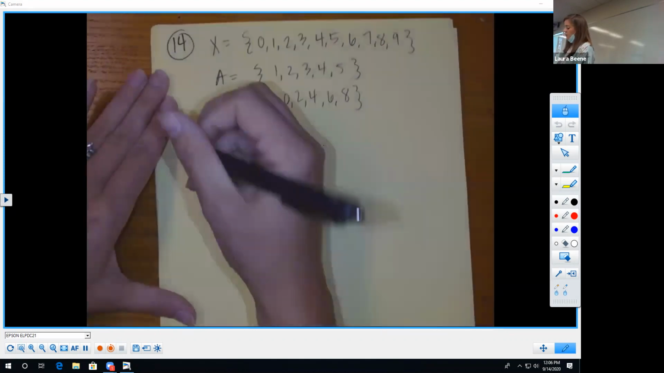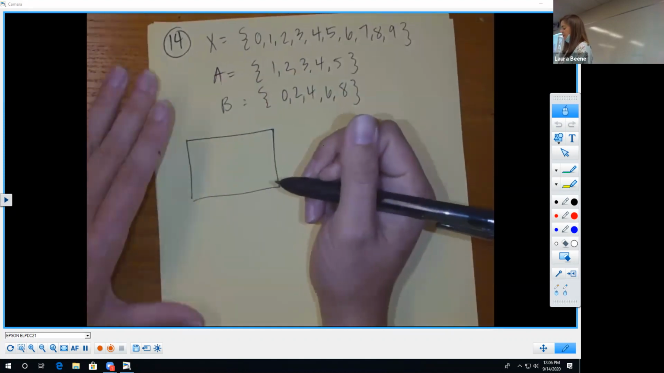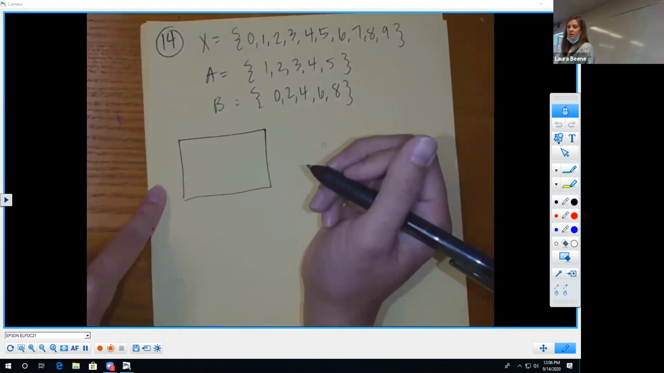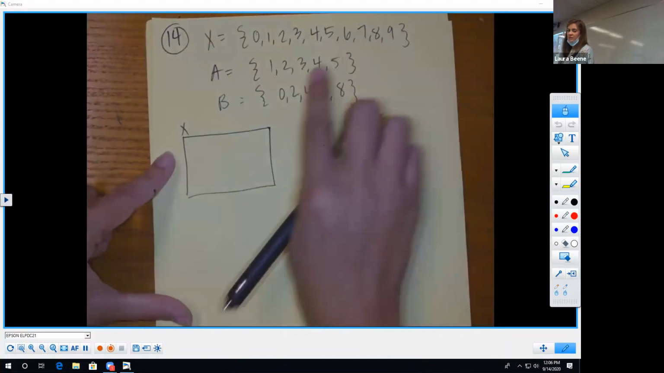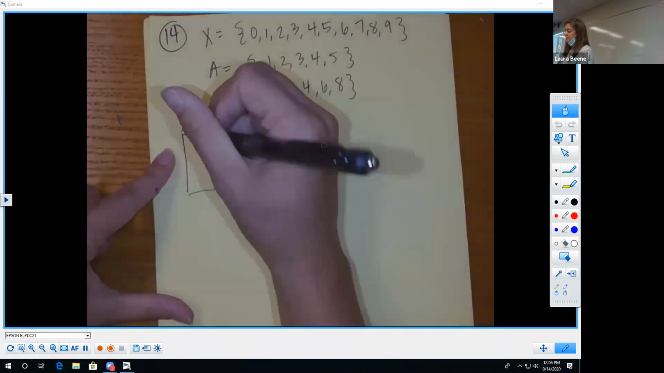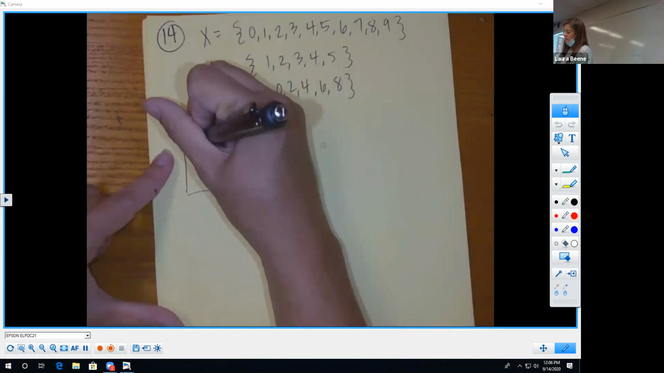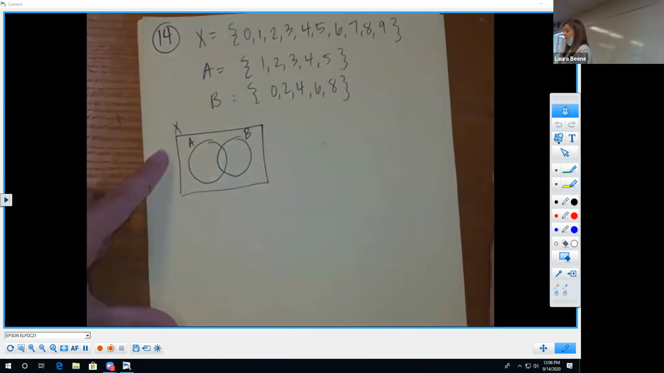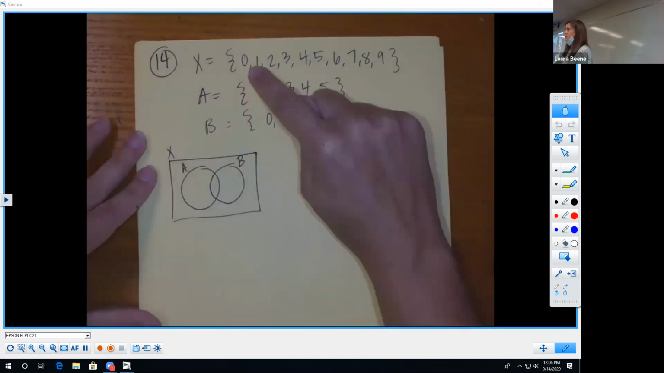Okay, so when we go to draw our Venn diagram, this is part C, but I'm going to go to the Venn diagram first. When we go to draw that, this whole thing has all the numbers for X inside of it. So 0 through 9 needs to be somewhere in here. And then I have two sets, set A and set B, and I need to figure out where they go. The way that I like to do it is I like to go from the universal set.